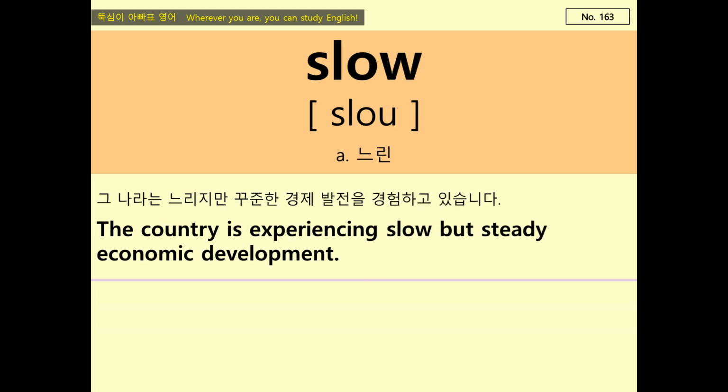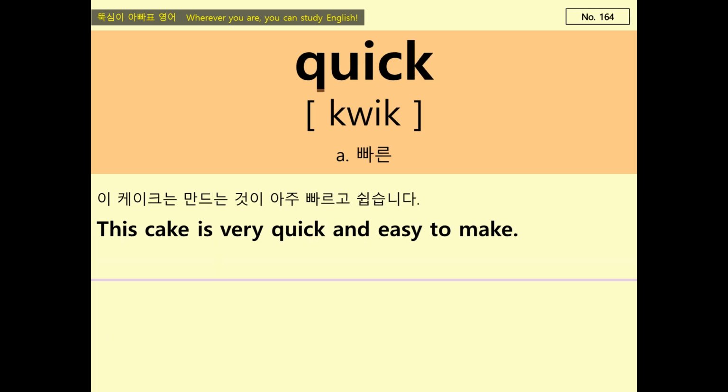Slow. 느린. 그 나라는 느리지만 꾸준한 경제 발전을 경험하고 있습니다. The country is experiencing slow but steady economic development. Quick. 빠른. 이 케이크는 만드는 것이 아주 빠르고 쉽습니다. This cake is very quick and easy to make.